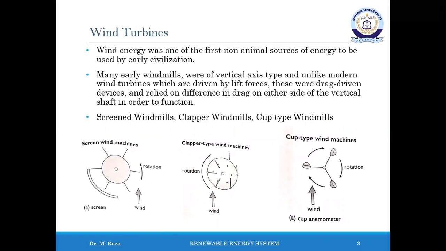Wind energy was one of the first known natural sources of energy to be used by early civilization. It is thought that wind was first used to propel sailing boats, but the static use of wind energy by means of windmills is believed to have been taking place for about 4,000 years.